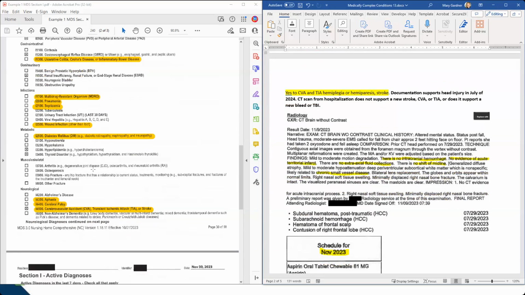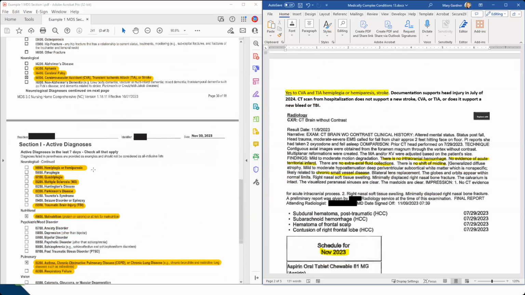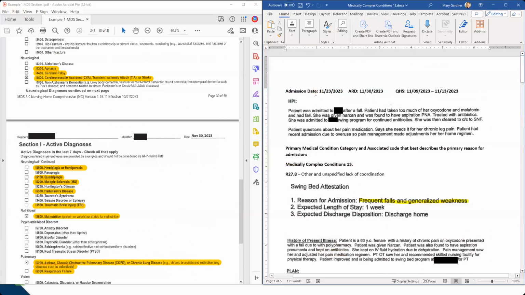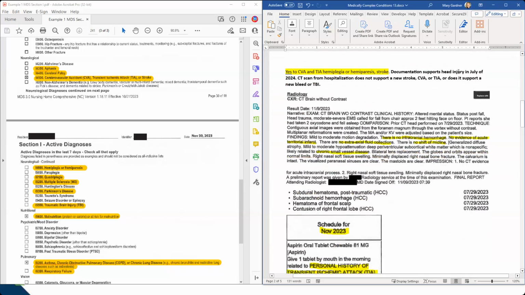And we get down to CVA or stroke. We do have an indication mark that there is a CVA stroke that has occurred in the last 7 days. The documentation supports there was a head injury in July of 2024, and this date of service, I believe, was November. So the documentation did support head injury.